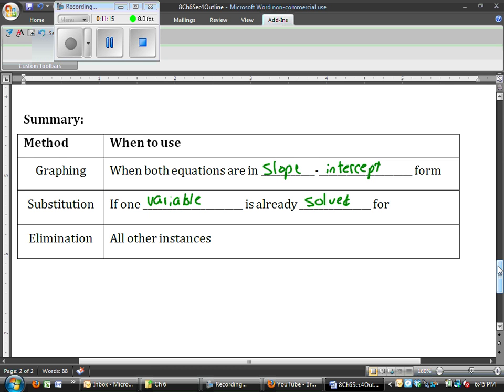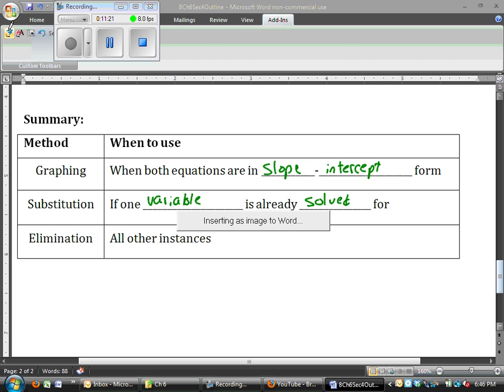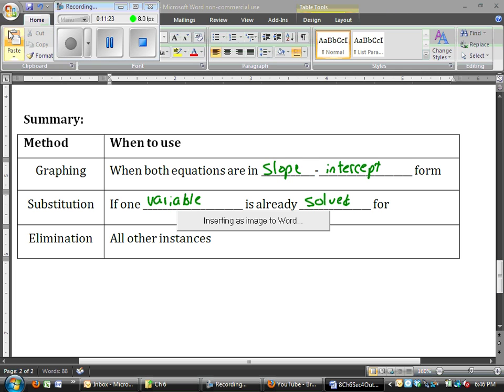Again, we have section 5 coming up next with solving systems of inequalities. There's only one way to do that, through graphing. And so we'll take a look at that when you get around to it.